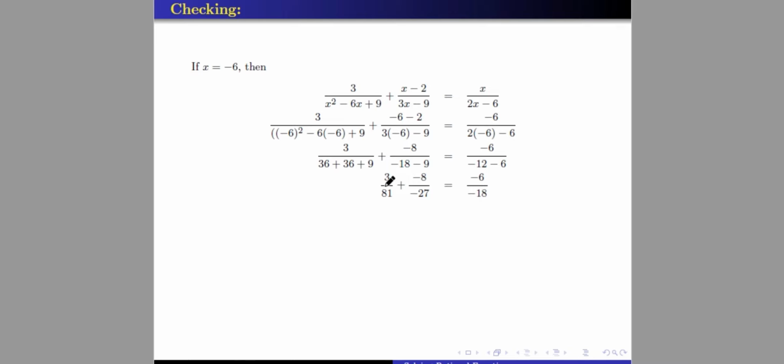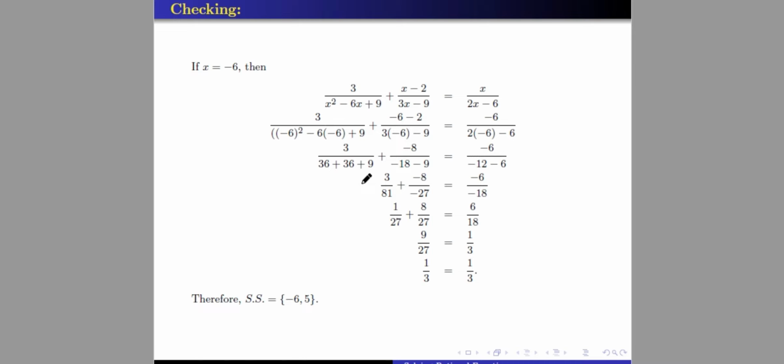So you operate, so we have 3 over 81, then negative 8 over negative 27, and then negative 12 minus 6 is negative 18. Okay, so the lowest term of 3 over 81 is 1 over 27. Negative divided by negative is positive, so positive 8 over 27. Negative divided by negative is positive, so 6 over 18. So this will become 9 over 27 because they are similar. 1 plus 8 is 9. 6 over 18 can be reduced to 1 over 3. And 9 over 27 can be reduced to 1 over 3.